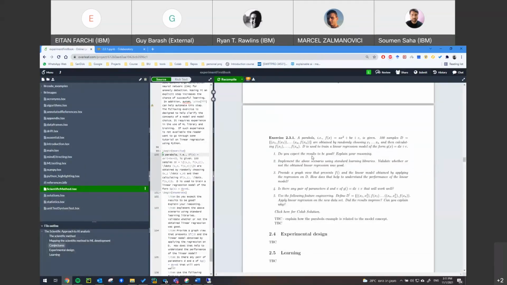Let's start with the question: do we expect the results to be good? Well, we already know f of x is not linear. It's a power of 2, and g of x is linear. So we don't expect the results to be good, as they are from different degrees. But we are going to try, and we're going to see where it fails.